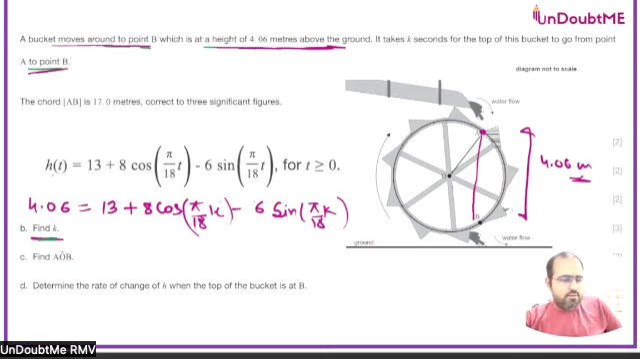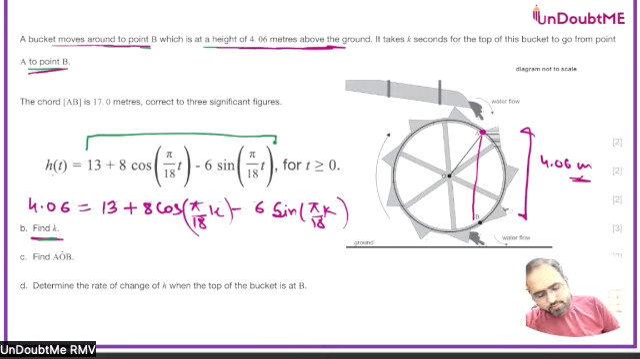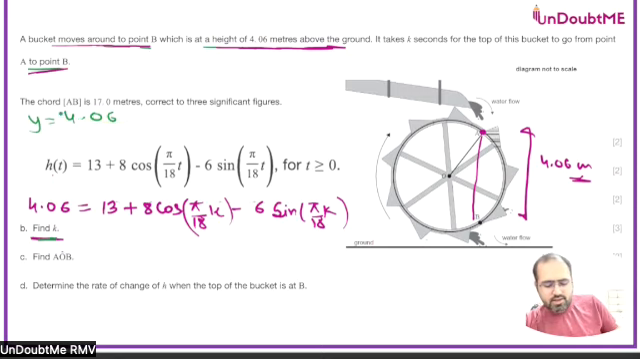Now let's say if you're not clear with how we can solve it using solver, then I'll tell you one trick. What you can do, just make a graph of this. Okay, you can even use x as a variable. Just graph this in the calculator, and along with that, you draw a graph of y is equal to 4.06 also.